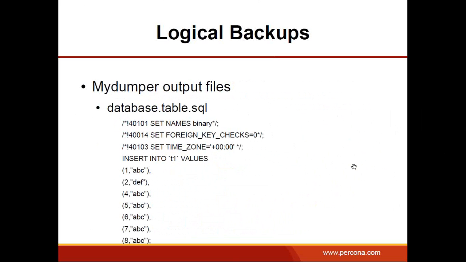The other output files, as you will see, this is a sample of one. The file names are database.table.sql. There we'll see something like this. As I told you, each row is one line, so this is really good if you, for example, need to grep all the rows for a single user.